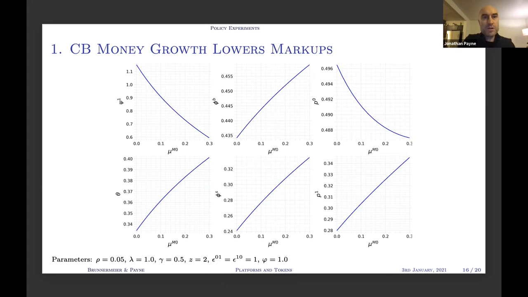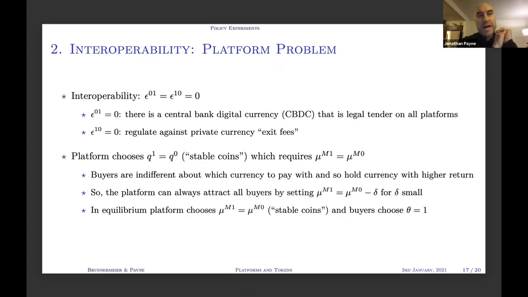So then we can think about the other example. Okay, so we can think about the interoperability question. So in this case, we can think about interoperability here as having no exchange rate fee. Okay, so if we have the epsilon 0,1 and the epsilon 1,0 equal to 0, this is what we'll think about as perfect interoperability. So how would we interpret this?